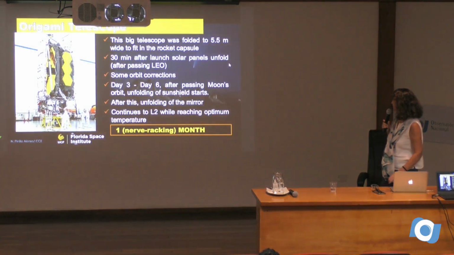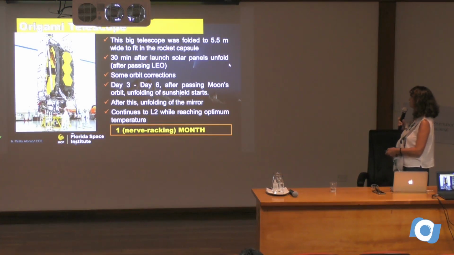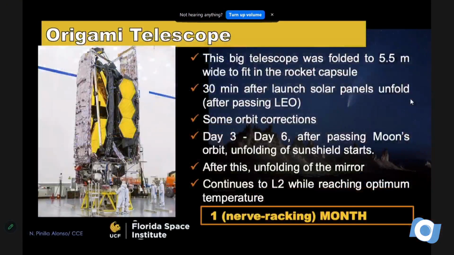30 minutes after launch, the solar panels were unfolded, and it happened. We could see that very well. So on its way, there were a number of processes that had to happen until it was operative, and it was a nerve-wracking month, all January, where I had on my fridge this list of tasks that were happening every time, but everything worked nominally.